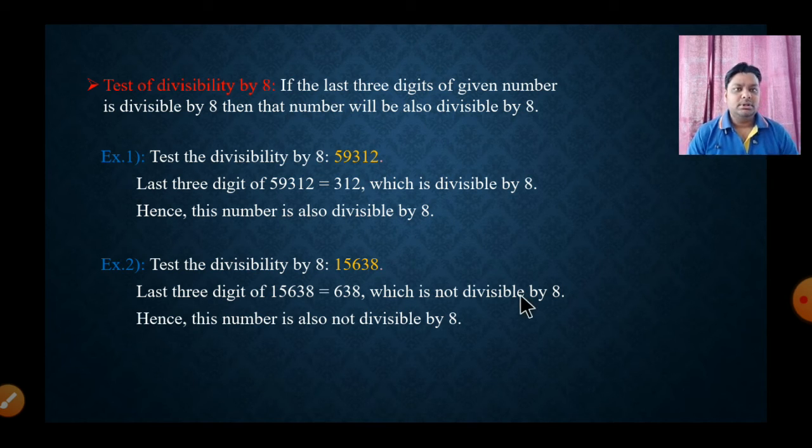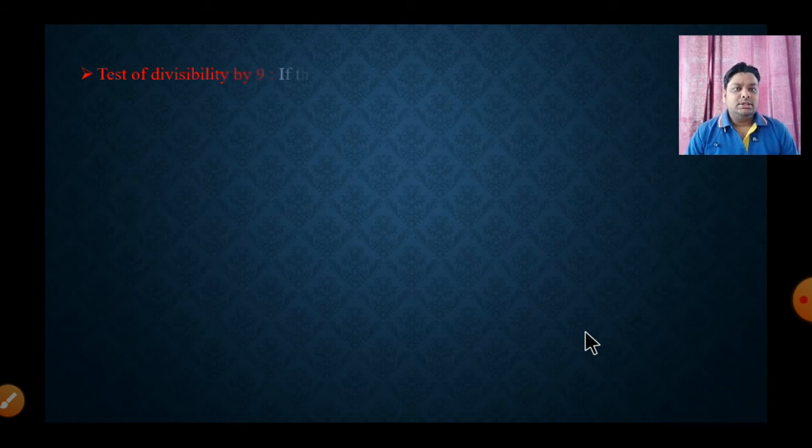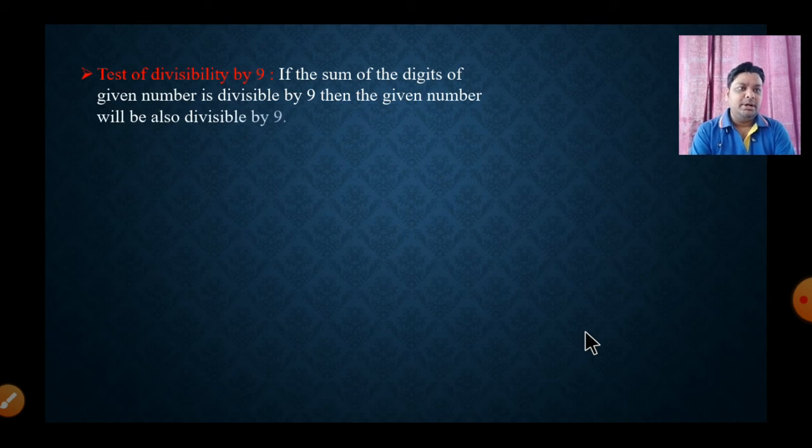Okay students, now let's see the divisibility test by 9. Divisibility test by 9 is similar to divisibility test by 3. But what is the difference between the divisibility test by 3 and by 9? In the divisibility test by 3, we add all the digits. Same as in 9, we add all the digits. But there, if the sum is divisible by 3, we say the number is divisible by 3, but here we will divide it by 9. Okay, so let's check.